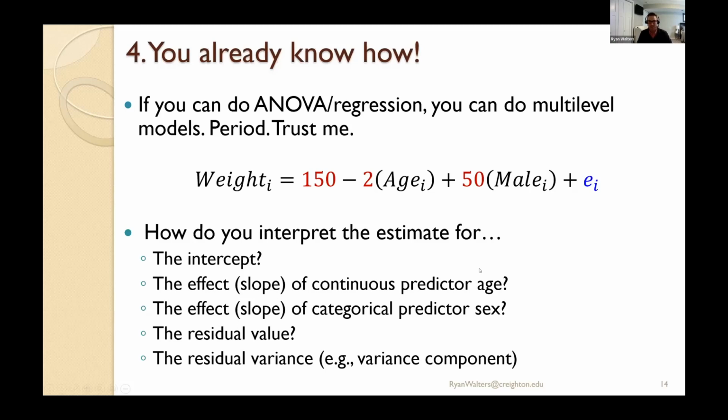The effect of a continuous predictor variable, so for every year older, was associated with a 2-unit decrease in body weight. The effect of a categorical predictor, in this case biological sex, was treated as binary, so it's literally a t-test. Males are about 50 pounds heavier on average compared to females.